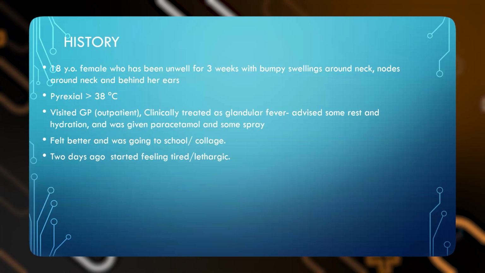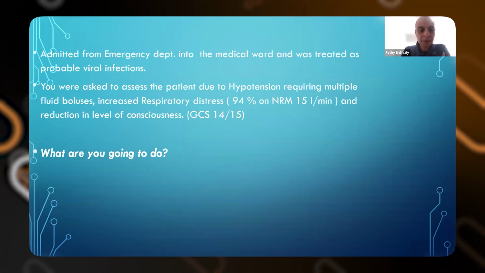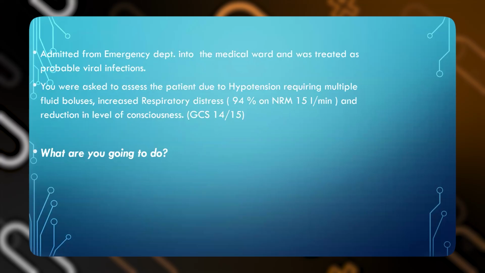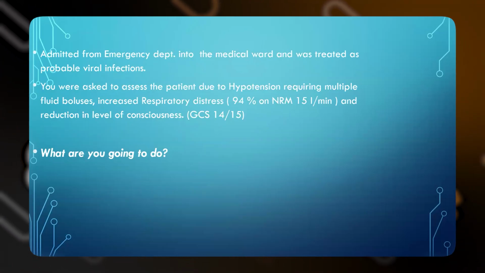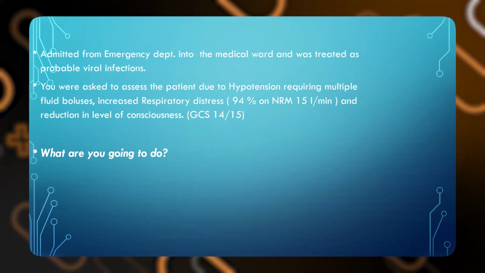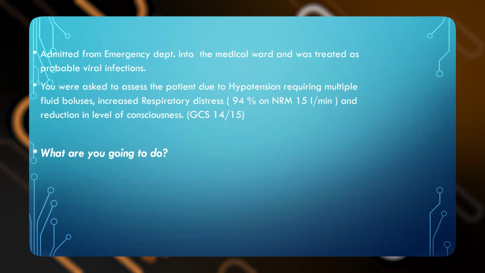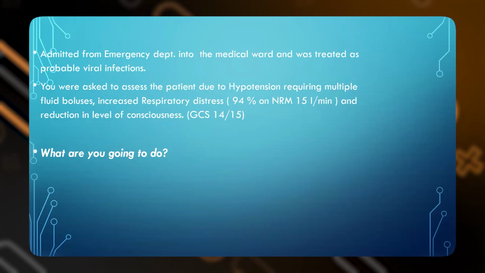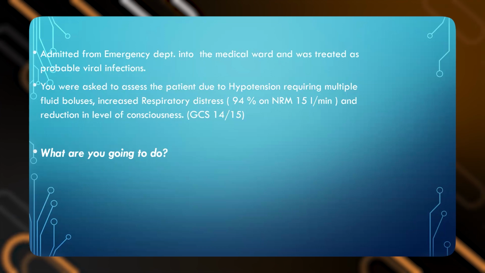2 days ago started feeling tired or lethargic. Admitted through the emergency department into the medical ward and was treated as probable viral infection. You are asked to assess the patient due to hypotension requiring multiple fluid boluses, increased respiratory distress, 94% on NRBM, 15 liters per minute, decrease in the level of consciousness, GCS 14 out of 15. What are you going to do?